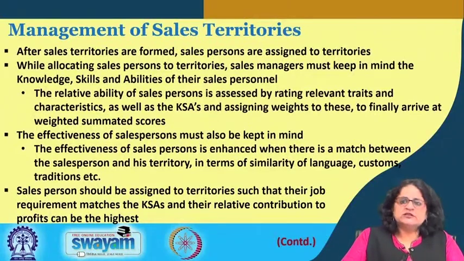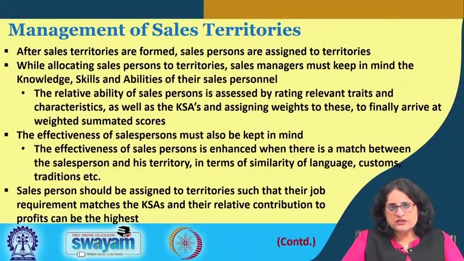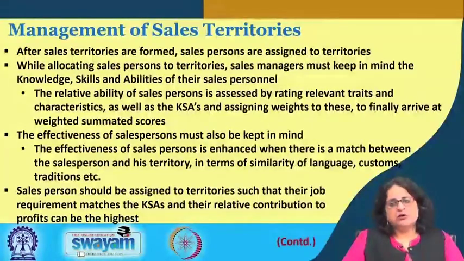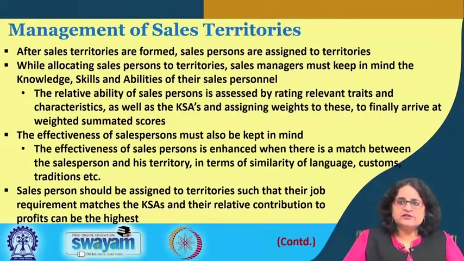Now, after this, what we come to is the management of sales territories. Now, once sales territories have been defined, once they have been formed, the next step is to assign salespersons to those territories. Now, while allotting a particular territory to a salesperson, or while allocating salespersons to their respective territories, sales managers must keep in mind the KSAs of their sales personnel. We have discussed earlier the knowledge, skills and abilities, how important they are, especially in the case of B2B dealings, where it is very important that the knowledge, skills and abilities of salespersons match with the sales job role or with the sales job requirement.